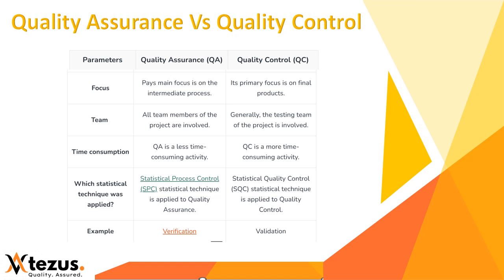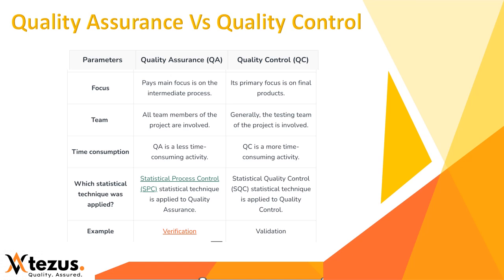టీమ్స్, ఆల్ టీమ్ మెంబర్స్ ఆఫ్ ద ప్రాజెక్ట్ ఆర్ ఇన్వాల్వ్డ్. సి ఇఫ్ ఇట్ ఈస్ ఎ ప్రాజెక్ట్, ఆల్ టీమ్ మెంబర్స్ అందరూ ఇన్వాల్వ్ అవుతారు. ఇఫ్ ఇట్ ఈస్ ఎట్ ఆర్గనైజేషన్ లెవెల్, క్వాలిటీ అష్యూరెన్స్ అంటే ఎంటైర్ ఆర్గనైజేషన్ డిఫరెంట్ ప్రాజెక్ట్స్ అందరూ ఇన్వాల్వ్ అవుతారు. జనరల్లీ ఇన్ క్యూసీ ఏంటంటే ఓన్లీ టెస్టింగ్ టీమ్స్ ఆఫ్ ద ప్రాజెక్ట్ ఆర్ ఇన్వాల్వ్డ్.